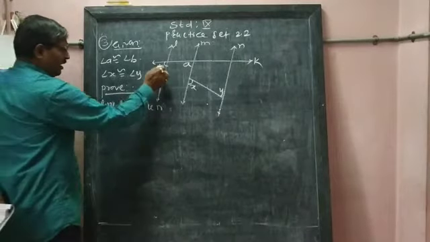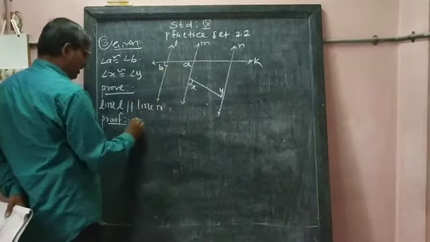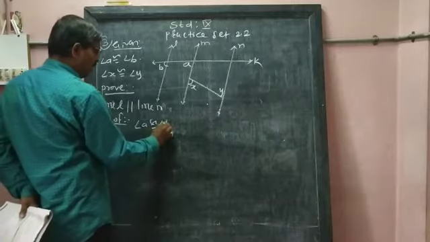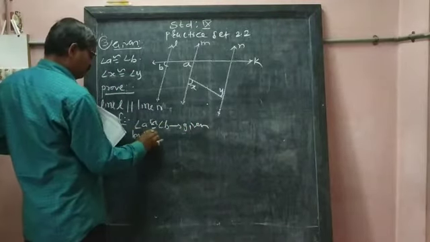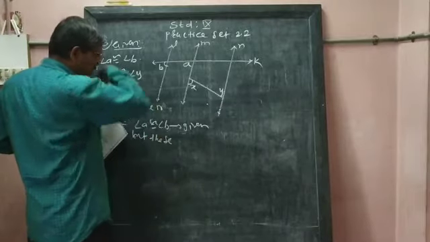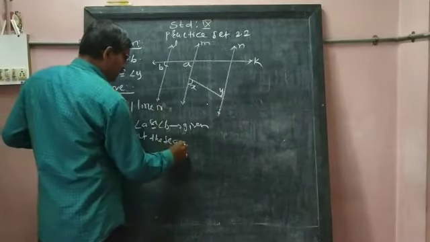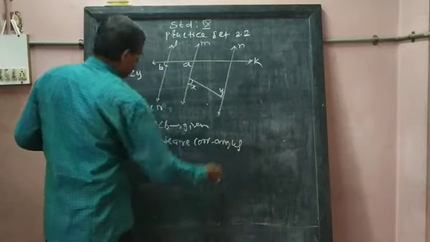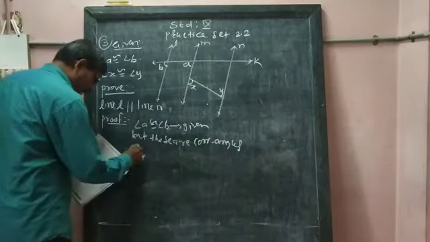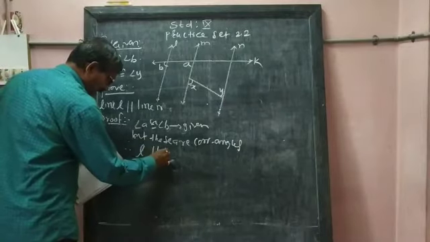What is given? Angle A is congruent to angle B, given. But these are corresponding angles. Therefore, line L is parallel to line M.